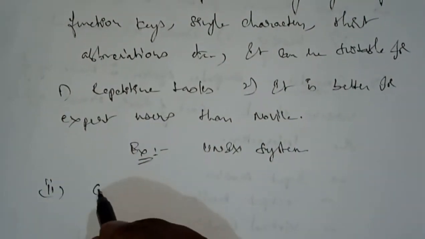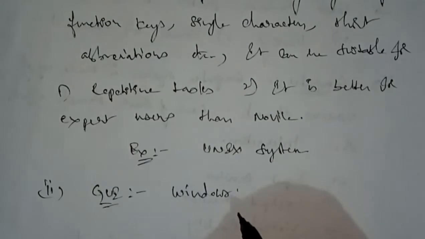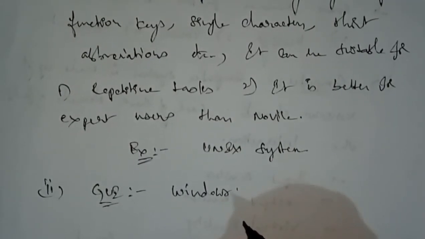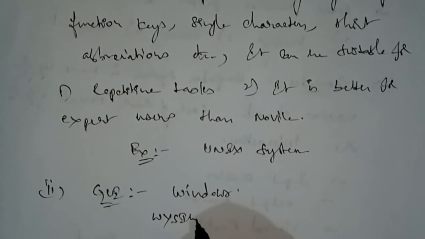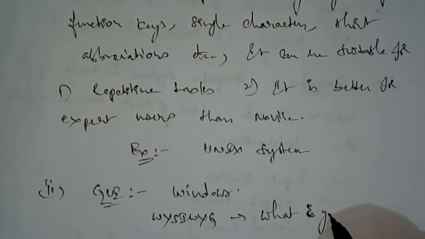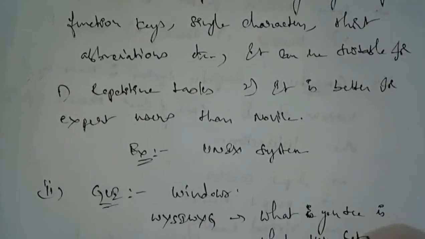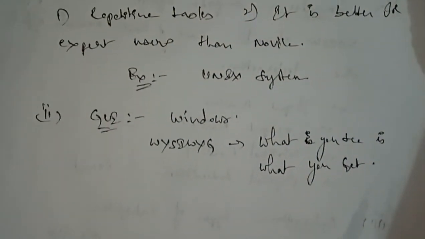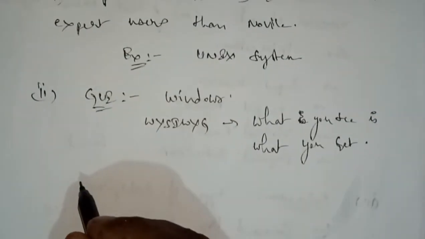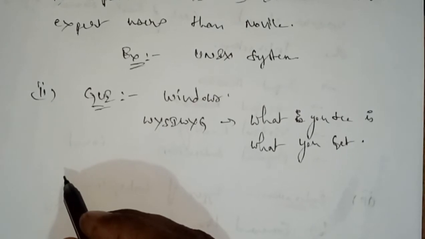Next one is GUI, graphical user interface, like Windows. If you take the Windows system, it is a purely graphical user interface, which we can call WYSIWYG, what you see is what you get. We have a lot of icons and folders, and we can create folders easily. Any user can use it easily with minimum basic knowledge. We have a lot of menus and dialog boxes, and everything is very simple to use.